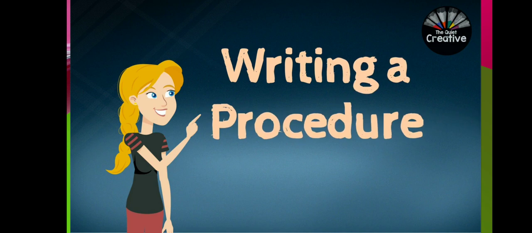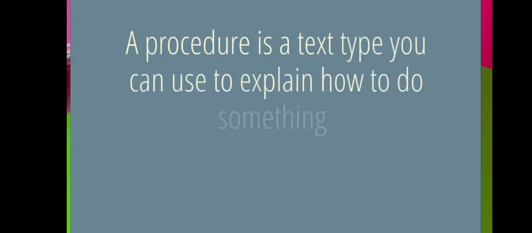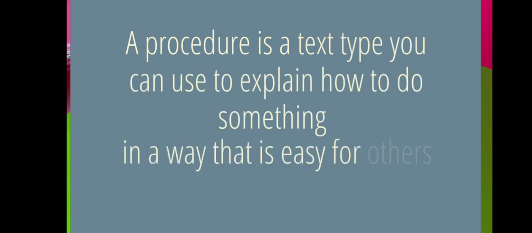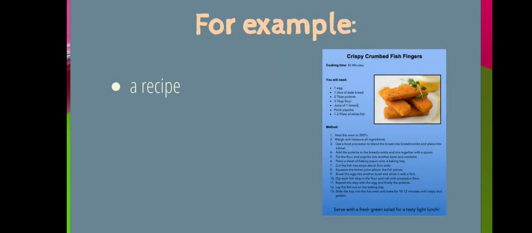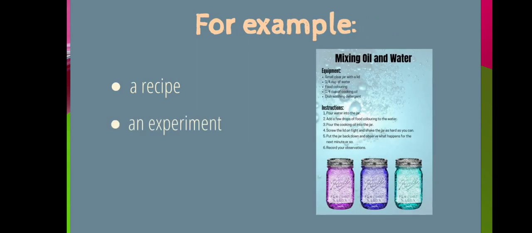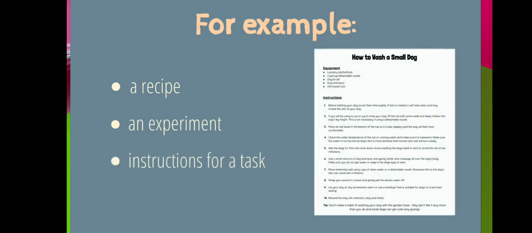Writing procedure. A procedure is a type of text you can use to explain how to do something in a way that is easy for others to follow. For example, a recipe, you can see the picture of a recipe. An experiment, you can see the experiment or the instructions for a task.